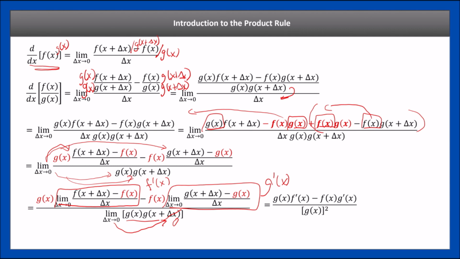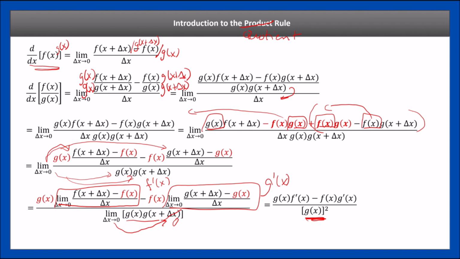So we end up getting g of x f prime of x minus f of x g prime of x over g of x squared, right? So it's to the second power. And that is my quotient rule. This should say quotient rule, not product rule. So I apologize for that. It should say quotient right there.